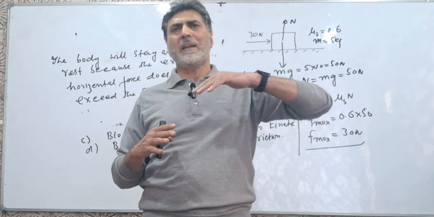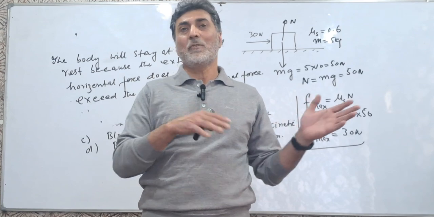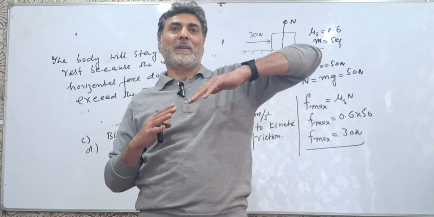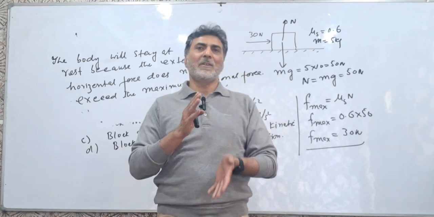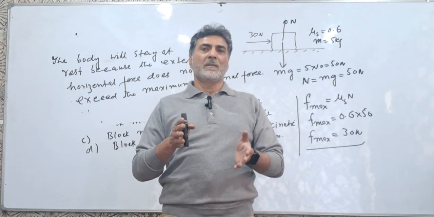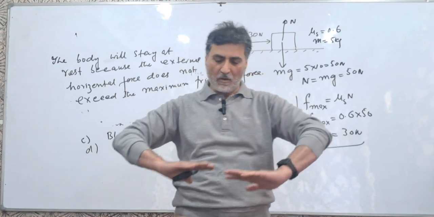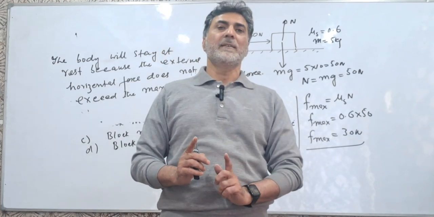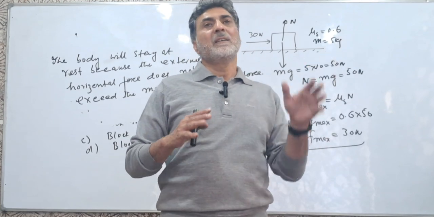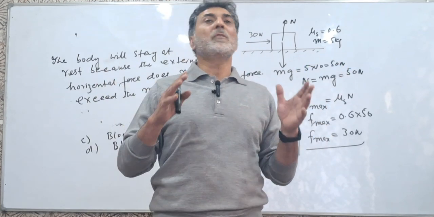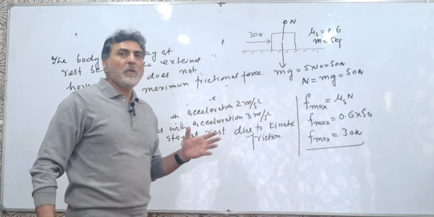Otherwise, if the body is on the inclined plane, then normal reaction N is not mg. It is something else that you have to find when the body is on the inclined plane. Here, so long as the body is on the ground and does not have vertical motion, we have normal reaction equal to mg, that you must keep in your mind. Body at rest on the ground does not have vertical motion, then N is equal to mg. If the body is on the inclined plane or in some other situation, then we can't say that normal reaction is mg.